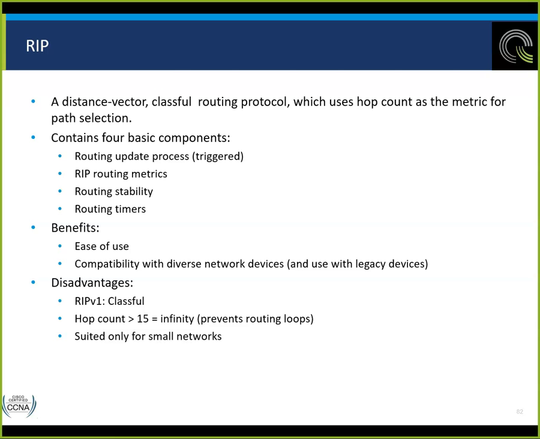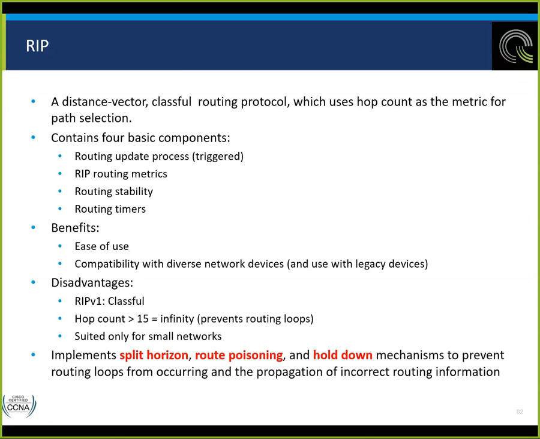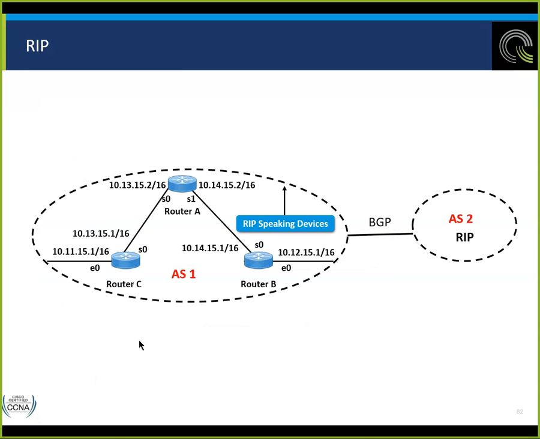A hop count greater than 15 is infinity, so it can only be used on small networks that aren't going to go very far. Split horizon, route poisoning, and hold down mechanisms are going to prevent routing loops on these networks. We talked about these a little bit, split horizon, which I couldn't remember a little earlier. With split horizon, you can't tell somebody something that they told you. You can't send a route back to a router that you got it from, which prevents going back and forth, the little example that we looked at yesterday.